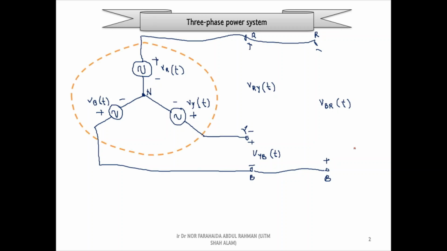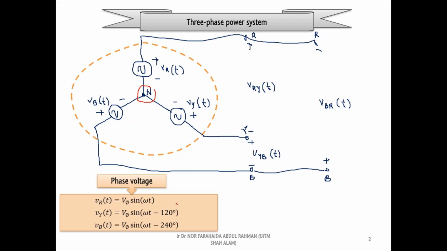The circuit in the circle shows Y-connected voltage sources. Based on the configuration, we can see these voltage sources are connected at the same neutral point. Because of that, they are supplying phase voltage in the system, where VR supplies voltage for the red phase, VY for the yellow phase, and VB for the blue phase. And you can write the equation for these voltages as follows.